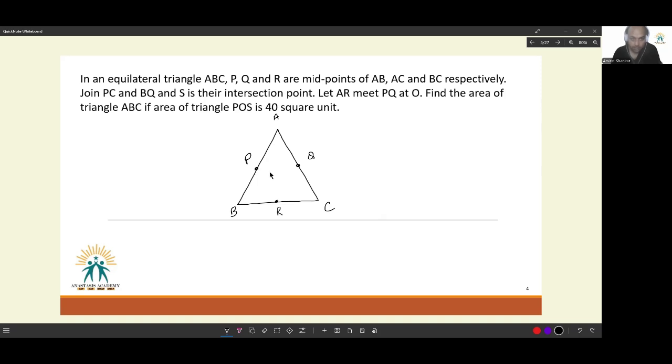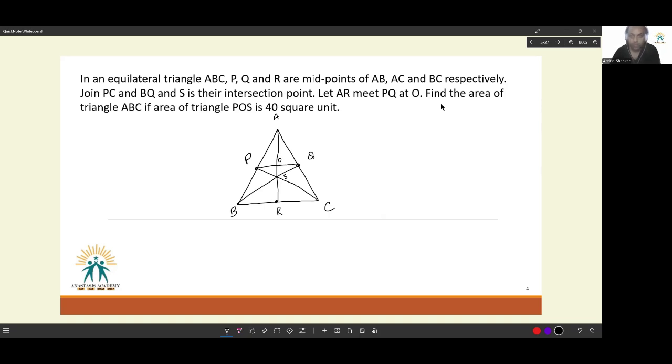Join PC and BQ. Okay. And S is the intersection point. This point is S. Let AR meet PQ at O. See, if this is a median, this is a median. The line joining AR will definitely pass through S.